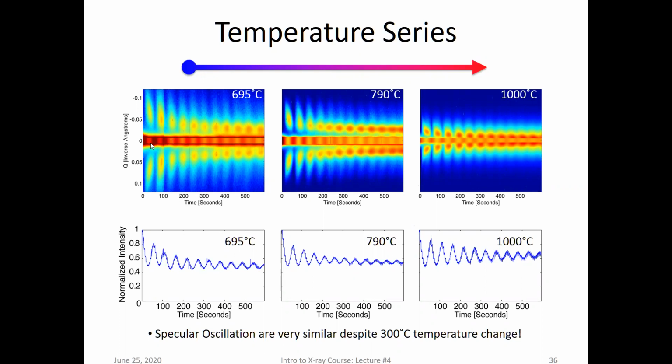But on the side, out of phase with this, you start to see diffuse scattering. It's big, and then it's small. And it's big, and then it's small. This oscillation is out of phase with the specular one. The specular oscillation is brightest when the diffuse intensity is weakest, and vice versa. So what you're seeing is the scattering move from the specular to the diffuse to the specular to the diffuse.